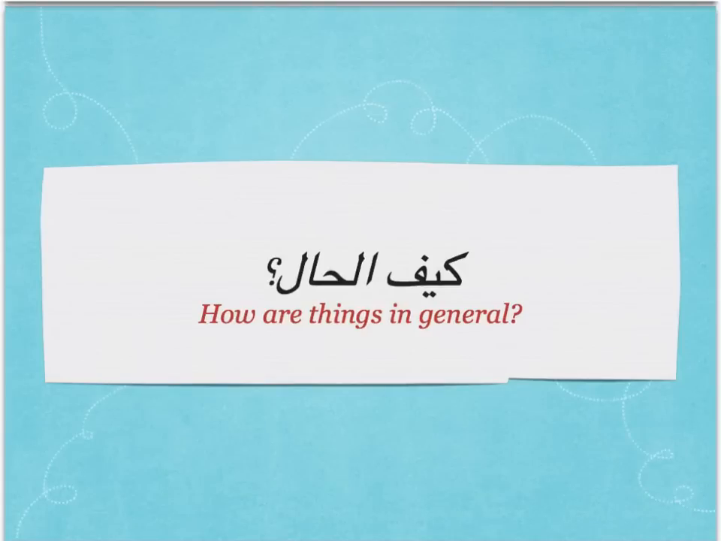Kayf al-hal. Kayf al-hal means how are things in general. It begins with the letter kaf, followed by a ya, and then a fa. Kayf means how. Al-hal means the condition. Aleph, lam, ha, aleph, lam.